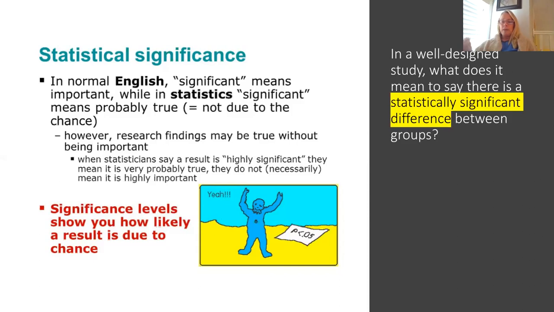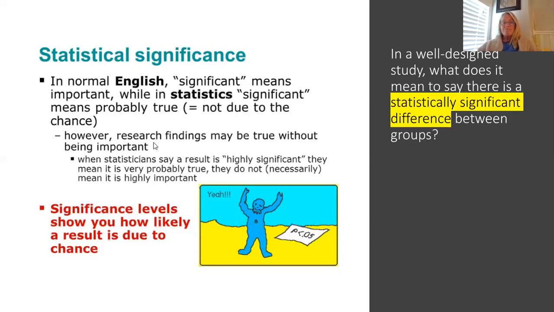I can tell you, being part of the test design committee, the only thing you need to say if the term is, what does statistical significance mean, is things did not happen because of chance. So let me break that down a little bit. In normal English, significant means something that's important. But in stats, significant means it's probably true. It's not due to chance.